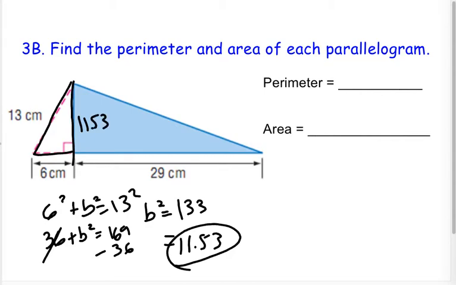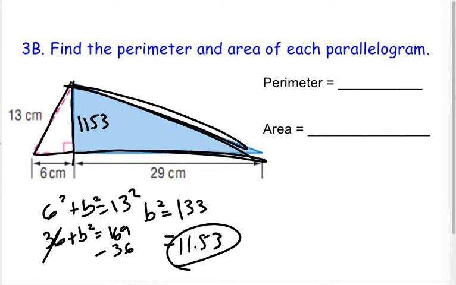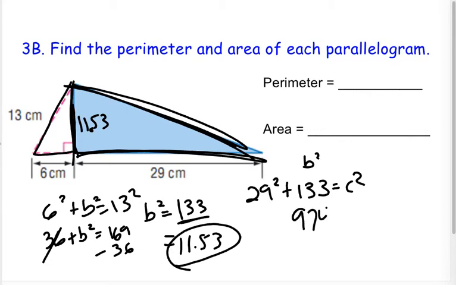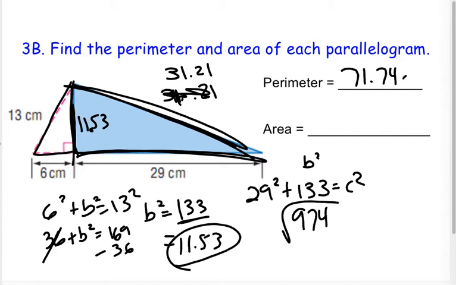Then I've got to turn around and use it again because I've got to figure out what this length is. This is 29. This is 11.53. I've got to figure out what this is. Well, it's 29 squared plus, I already know b squared is 133. That's going to equal my c squared. So 29 squared plus 133 is going to be equal to 974. Square root that guy. I get this to be 31.21. So 31.21 plus 11.53 plus 29, I get 71.74 centimeters for a perimeter.